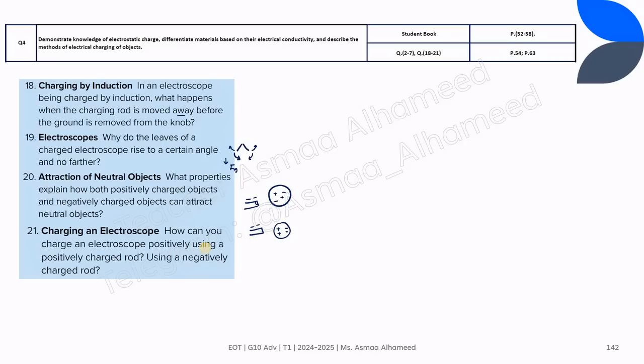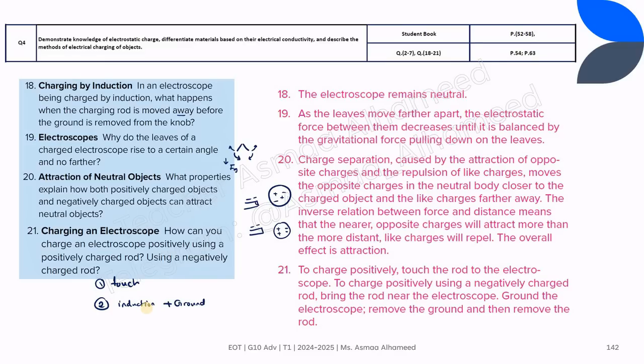Question 21. Charging an electroscope. How can you charge an electroscope positively using a positively charged rod and then using a negatively charged rod? So in the first case, you touch it, you give it your charge. This is part 1. Now, how do you charge it positively but using a negative rod? In the second case, you will do induction and at the same time you will have the ground connected. These are the answers for you.